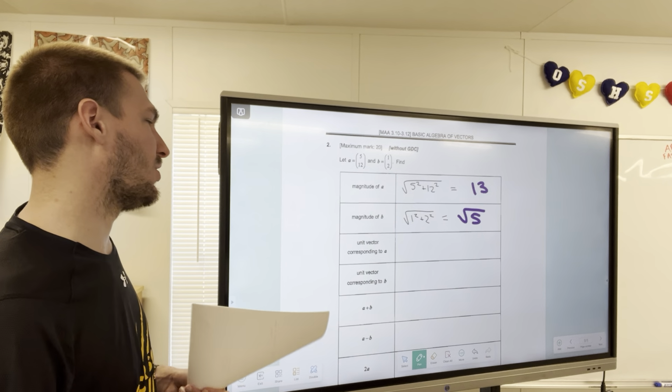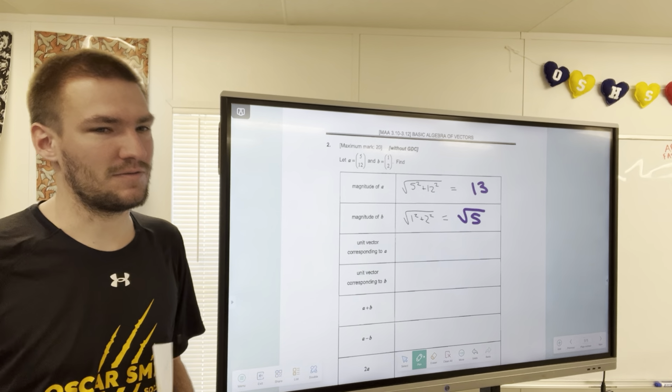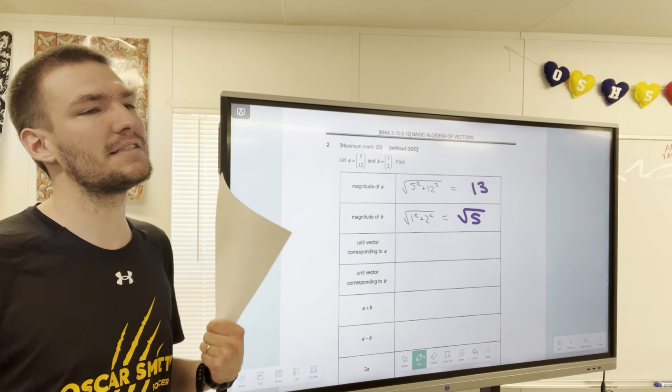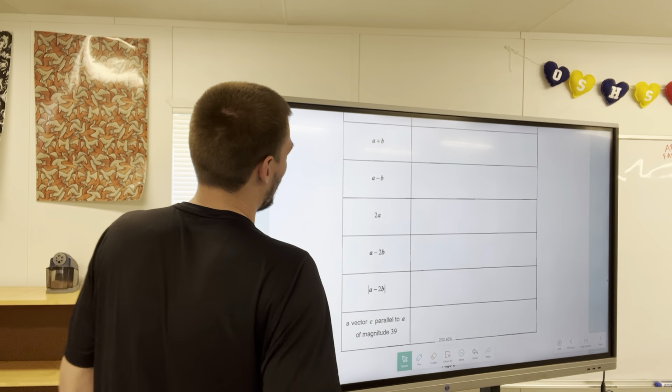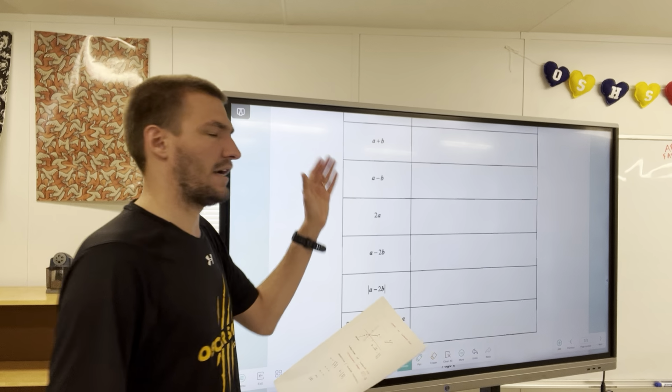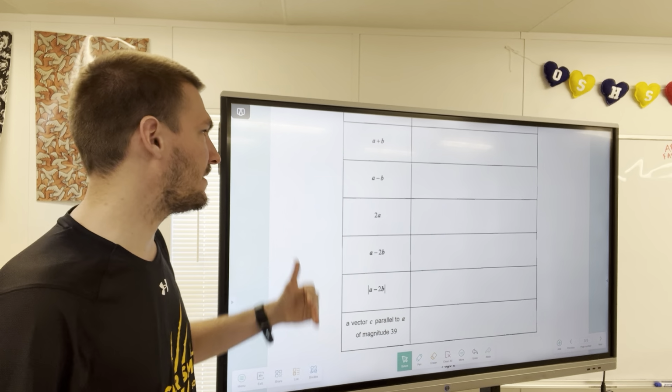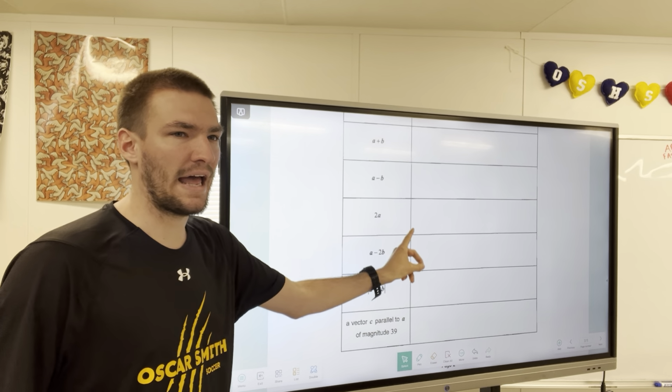Up next, it's talking about the unit vector. Well, we've never heard of that. We're actually going to save that just a little bit. We're going to come back to those unit vectors. Let's come down here. We've done this kind of stuff before. A plus B and A minus B and this 2A.